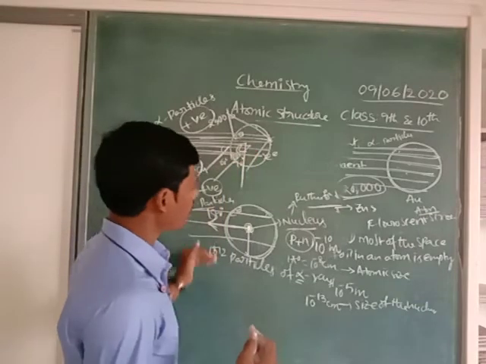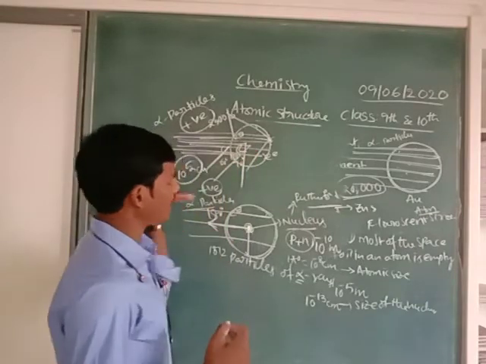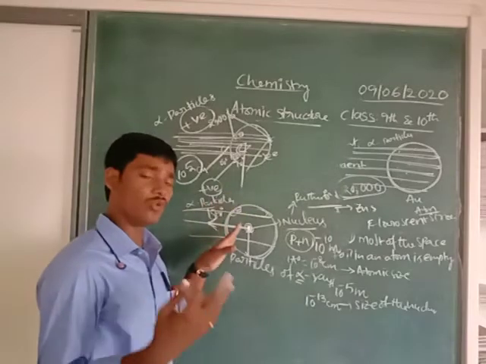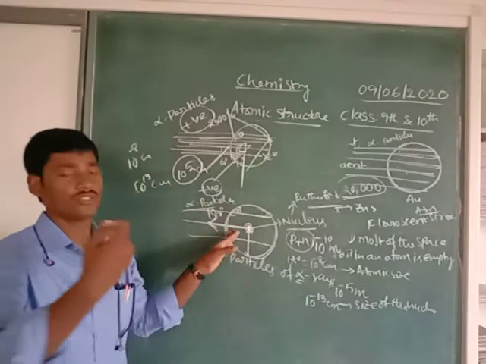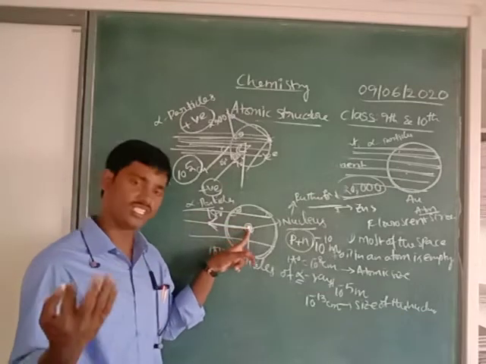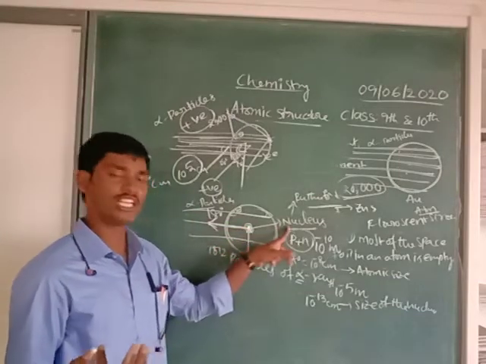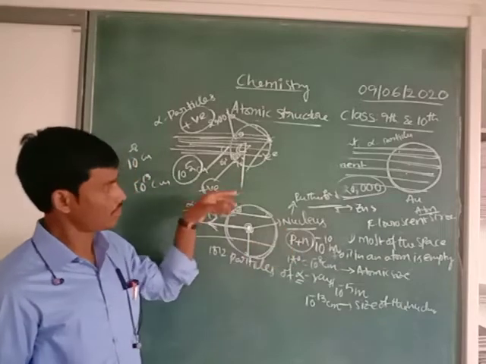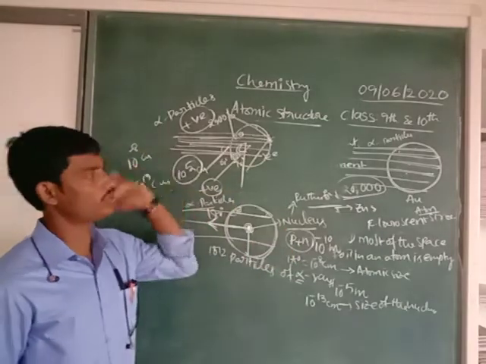And here the third one: most of the alpha particles travel in a straight line, but one or two particles bounce back at a 180-degree angle. That means the center of the atom consists of positively charged particles, which we consider as the nucleus. Right, children? So these are the points we learned from the Rutherford atomic model.